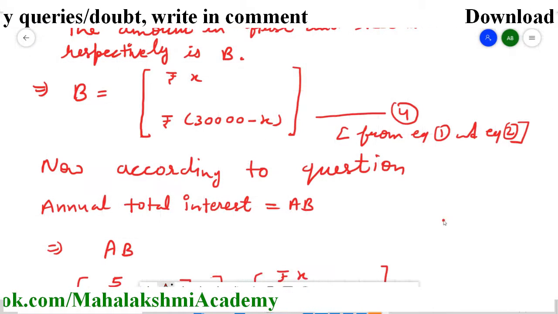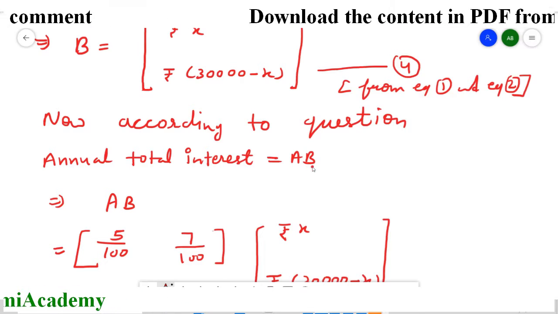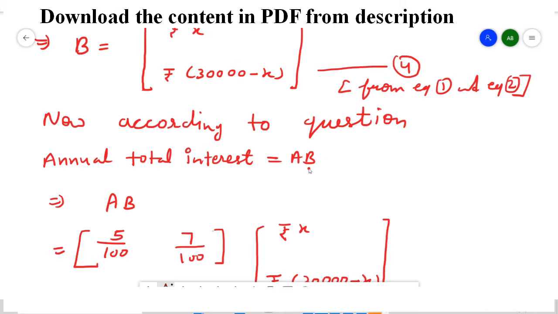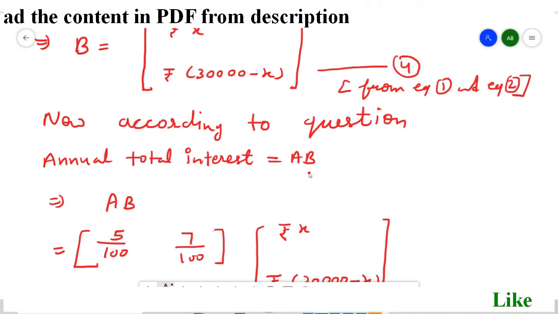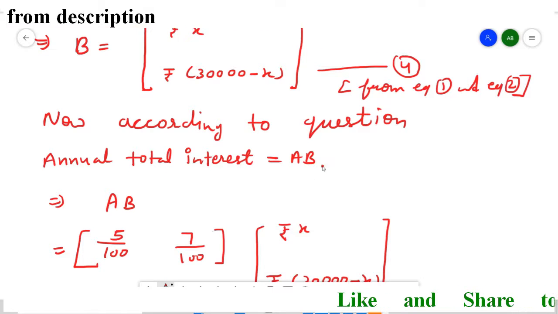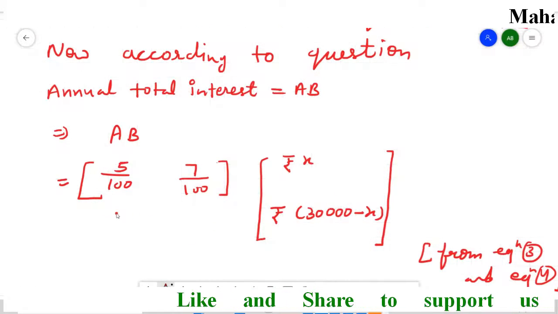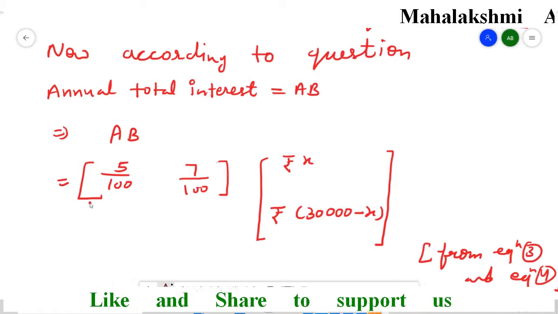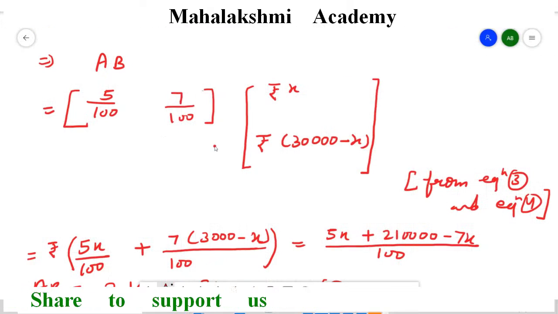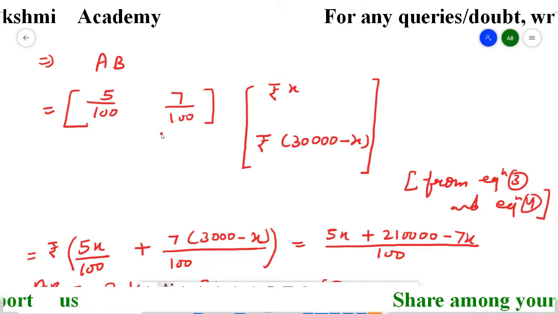Now according to the question, the total annual interest is going to be A into B. That is, when the rate is multiplied by the amount, we get the interest. It's a basic formula of maths. So the annual total interest is going to be A multiplied by B, and now we have to solve this. So AB is equal to, this is the A matrix and this is the B matrix, which we achieved. These values of A and B I replaced from equations 3 and 4.